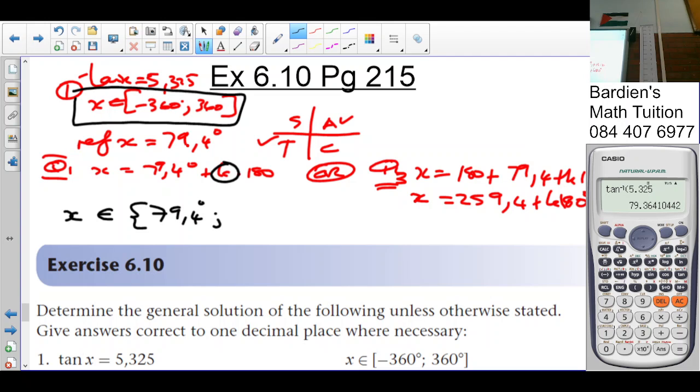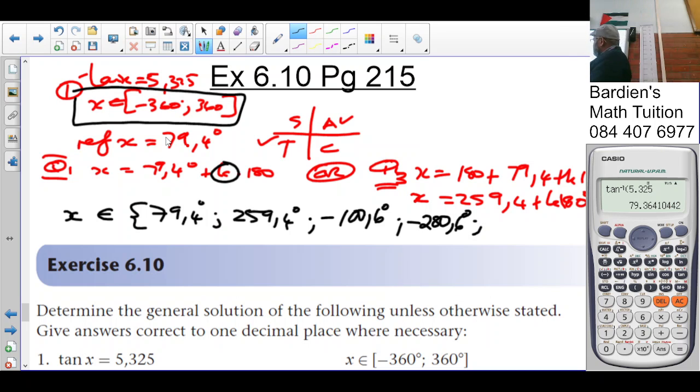If I put 1 in, what do I get? 259,4. If I put 2 in, what do I get? It would be outside now, not so? So what do I do now? Put minus 1. If I put negative 1 in, what do I get? Negative 100,6 degrees. If I put minus 2 in, what do I get? Negative 280,6. Sorry, minus 3. Outside. So do I have to write that? No.